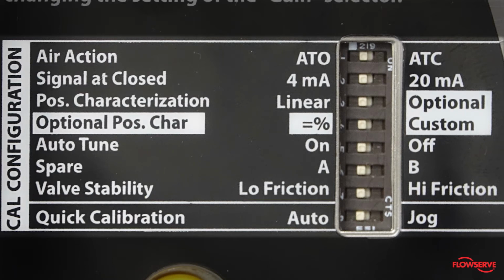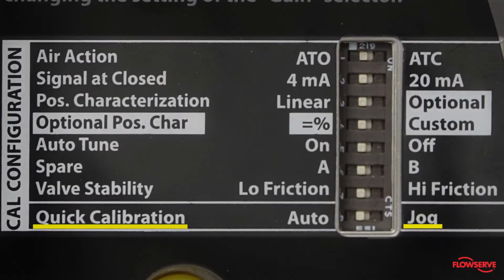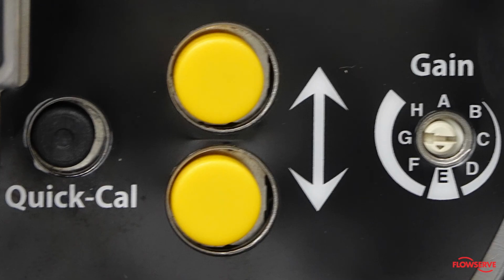The eighth dip switch is the quick calibration enable switch. Auto is the standard setting and will enable normal quick calibration. Jog is a manual setting used to set the open position for valves that overstroke. For example, this will allow you to use the two yellow buttons to manually adjust the valve to a certain point, such as 80% stroke as full open.